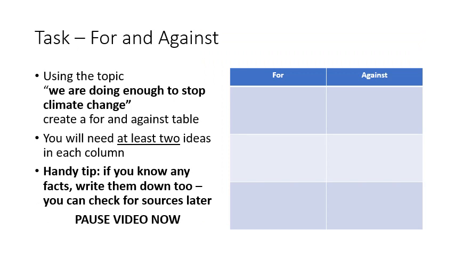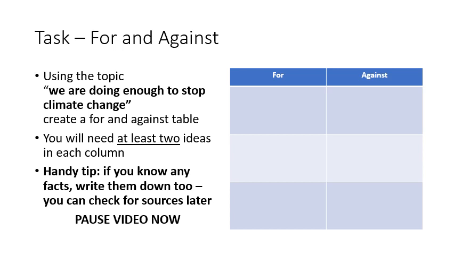So your task here is to produce a table of for and against, a few points in each column. For the purposes of this activity in this video, I would like you to use the topic, we are doing enough to stop climate change. You may be viewing this video for other purposes, but for the majority of you, initially I want you to use this topic, we are doing enough to stop climate change.